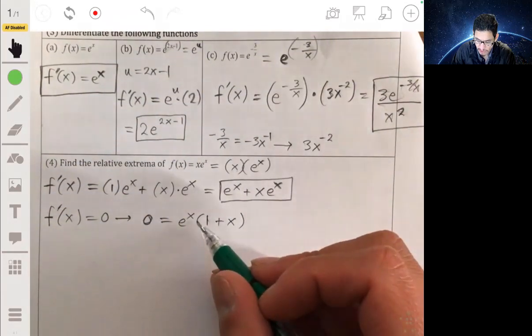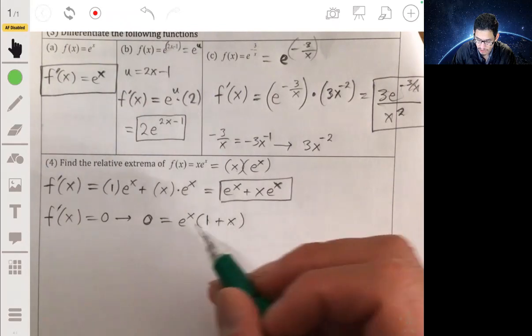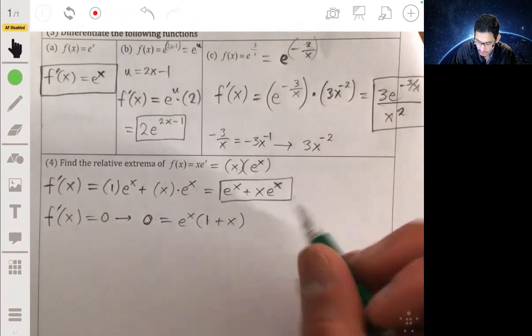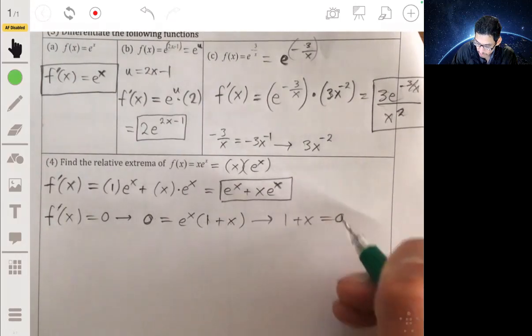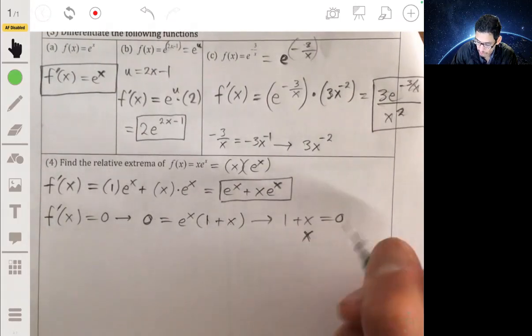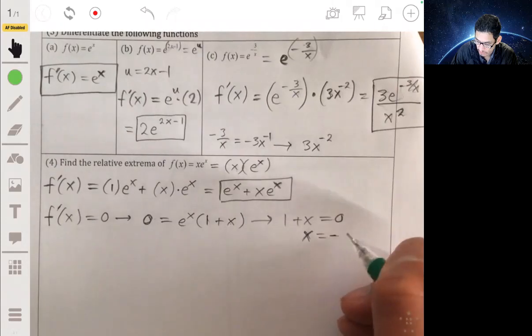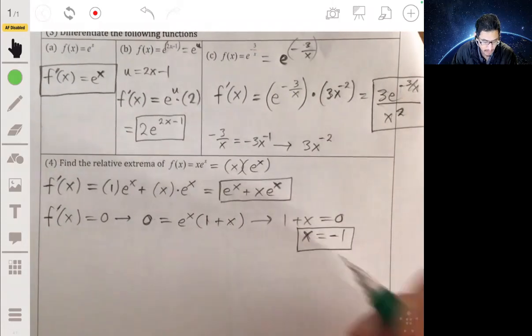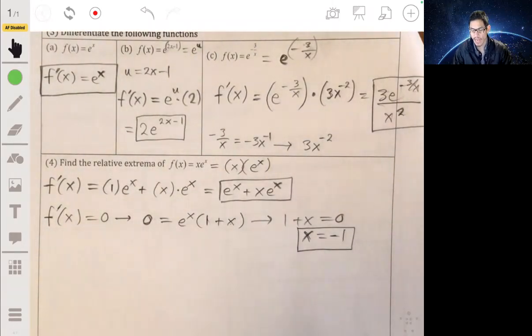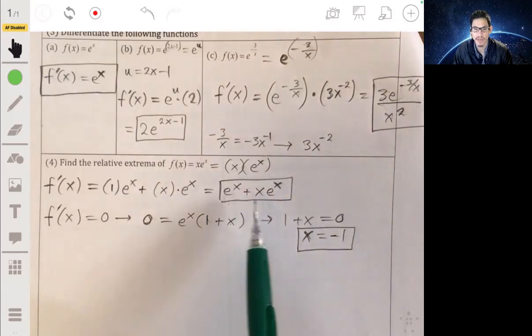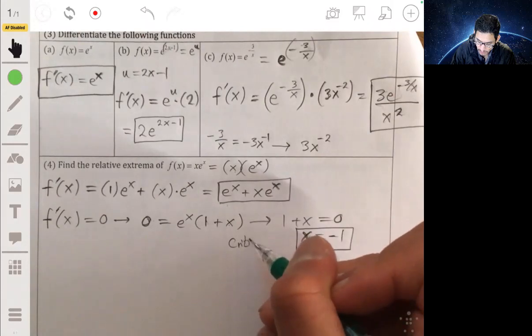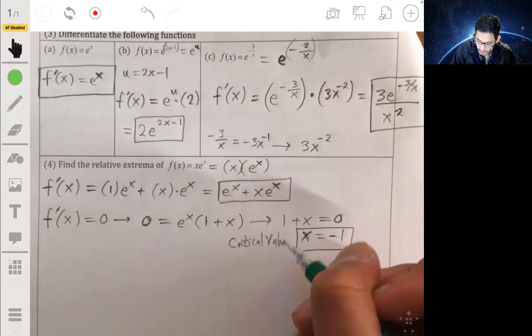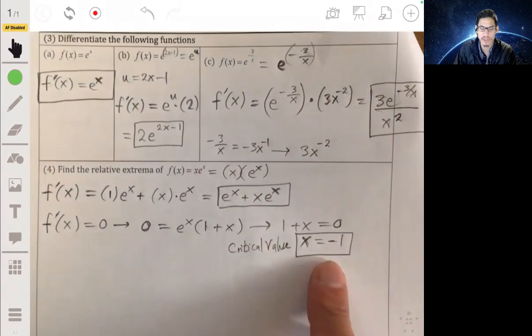The only solution for this would be from 1 plus x equal to 0, because e to any number won't ever be 0. So we have 1 plus x equal to 0, and a critical point would occur at x equals -1. And it's not undefined anywhere else. This is defined for all real values, so this is our only critical value. So we have to study what's going on around here.